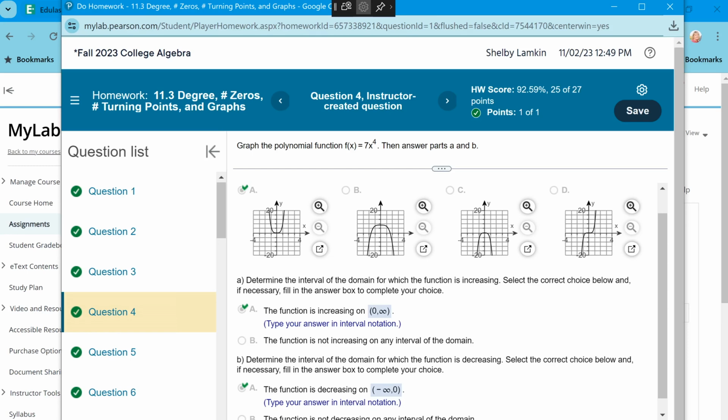4, I put this in my calculator. It'll select the graph for you. The function is increasing from 0 to infinity, and it's decreasing from negative infinity to 0. So be sure you answer that part.